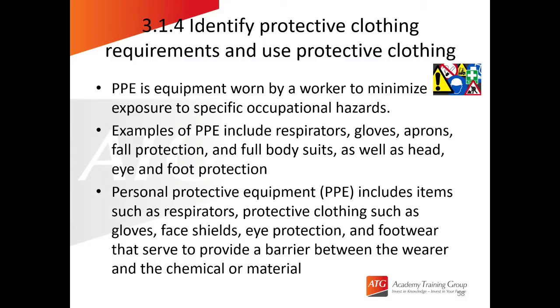PPE is equipment worn by a worker to minimize exposure to specific occupational hazards. The examples of PPE include respirators, gloves, aprons, fall protection, full body suits, as well as head, eye, and foot protection. Personal protection equipment includes items such as respirators, protective clothing such as gloves, face shields, eye protection, and footwear that serve to provide a barrier between the wearer and the chemical or material.